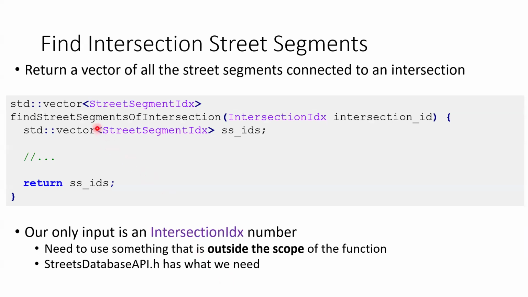The example function we're going to implement in this tutorial is find intersection street segments. The function requirement is in the comment in the header file m1.h. For this one, you need to return a vector of all the street segments connected to an intersection. So it returns a vector of street segment indices. It takes in the intersection ID for the intersection you're looking at.